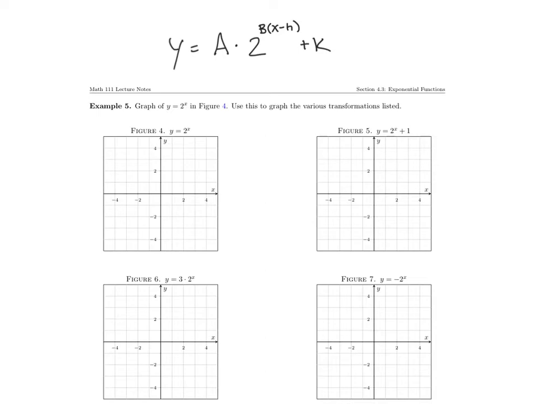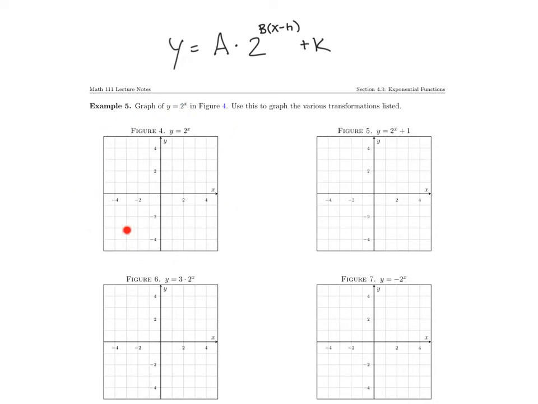So just a quick reminder, b is our horizontal compression or stretch, h is our horizontal shift, left or right, a is our vertical compression or stretch, and k is our vertical shift either up or down. If b is negative, then you're reflecting over the y-axis. If a is negative, then you're reflecting over the x-axis. So this is all the same type of information. Now we're just applying it to a brand new parent function. So let's get started. Like I said, our base is always going to be 2 to the power of x.